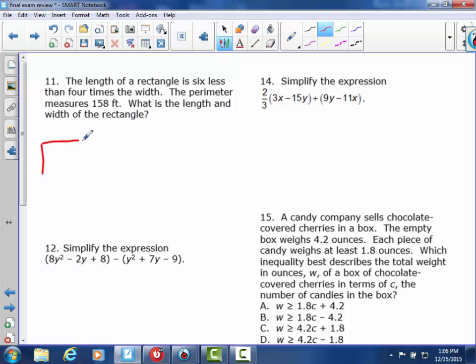So again with the rectangle, the length is 6 less than 4 times the width. Okay, so that's all we know. The perimeter measures 158 feet. What are the length and the width? Okay, so again, we know that opposite sides are equal or congruent. Good geometry word. We add up all the sides.